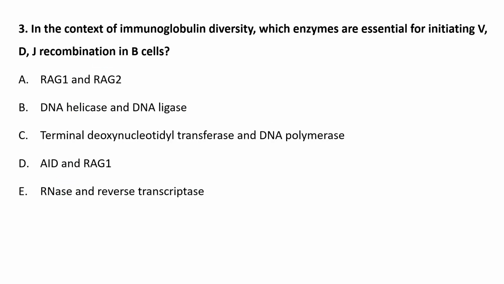The third question was, in the context of immunoglobulin diversity, which enzymes are essential for initiating VDJ recombination in B cells? For this, we have the enzymes called RAG1 and RAG2. The name of these enzymes is recombination activating genes. These are the initiators of the VDJ recombination. Without these two enzymes, recombination cannot start.